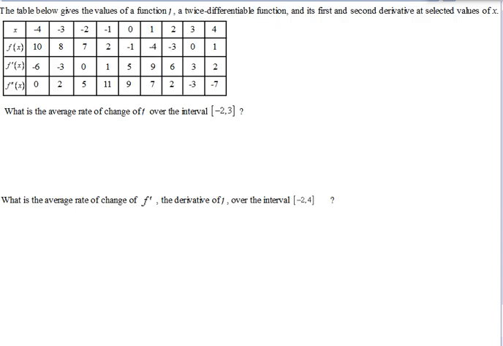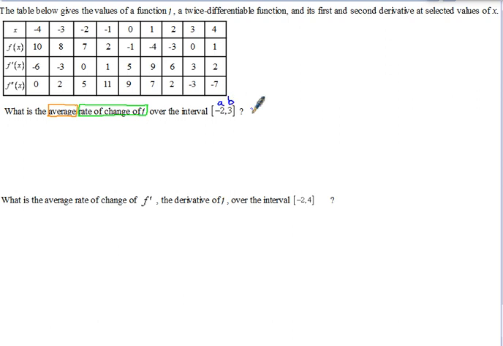All right, let's take a look at one with a table of values. So it gives you the table of values of function f, a twice differentiable function in its first and second derivative. So here's f prime and f double prime. And it says, what's the average rate of change of f over the interval -2 to 3, or a to b.